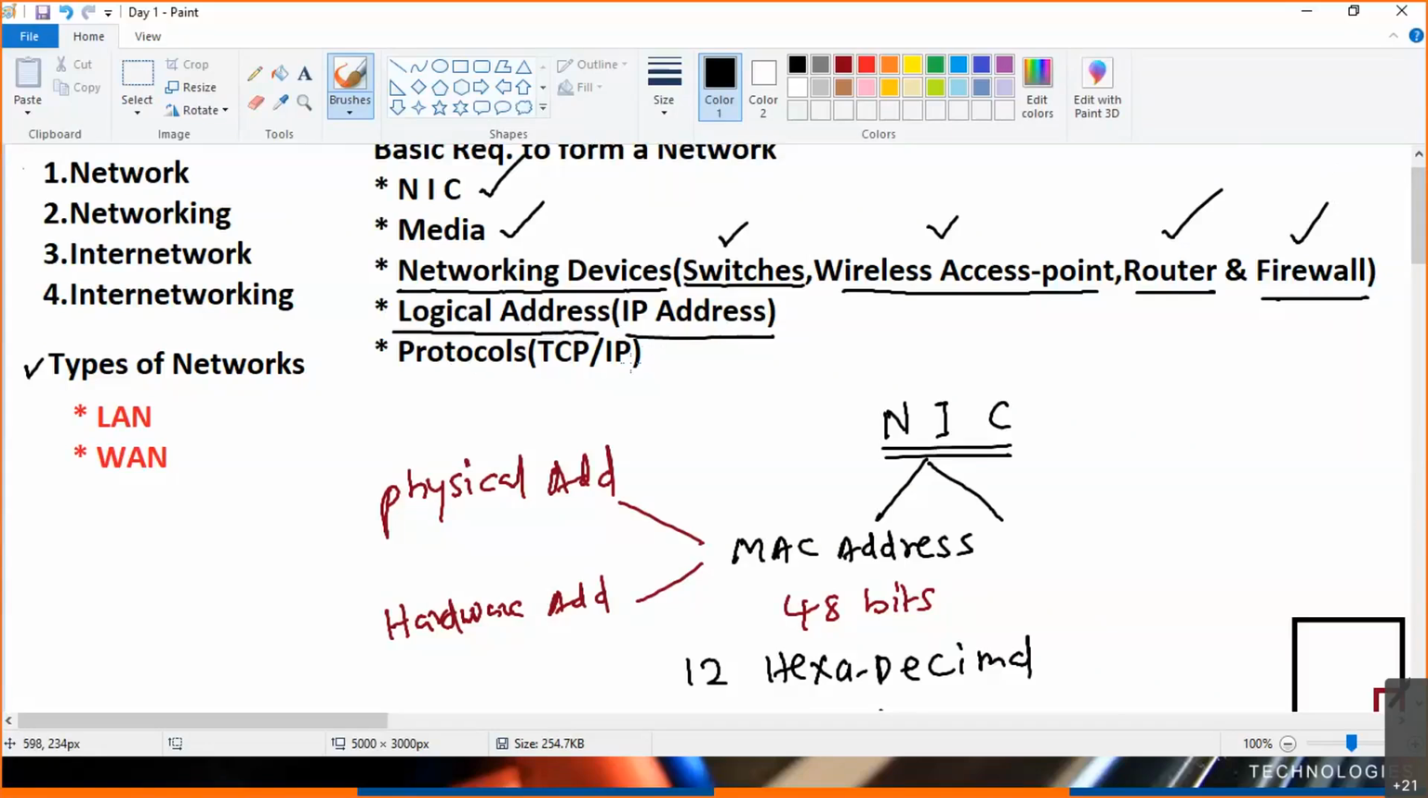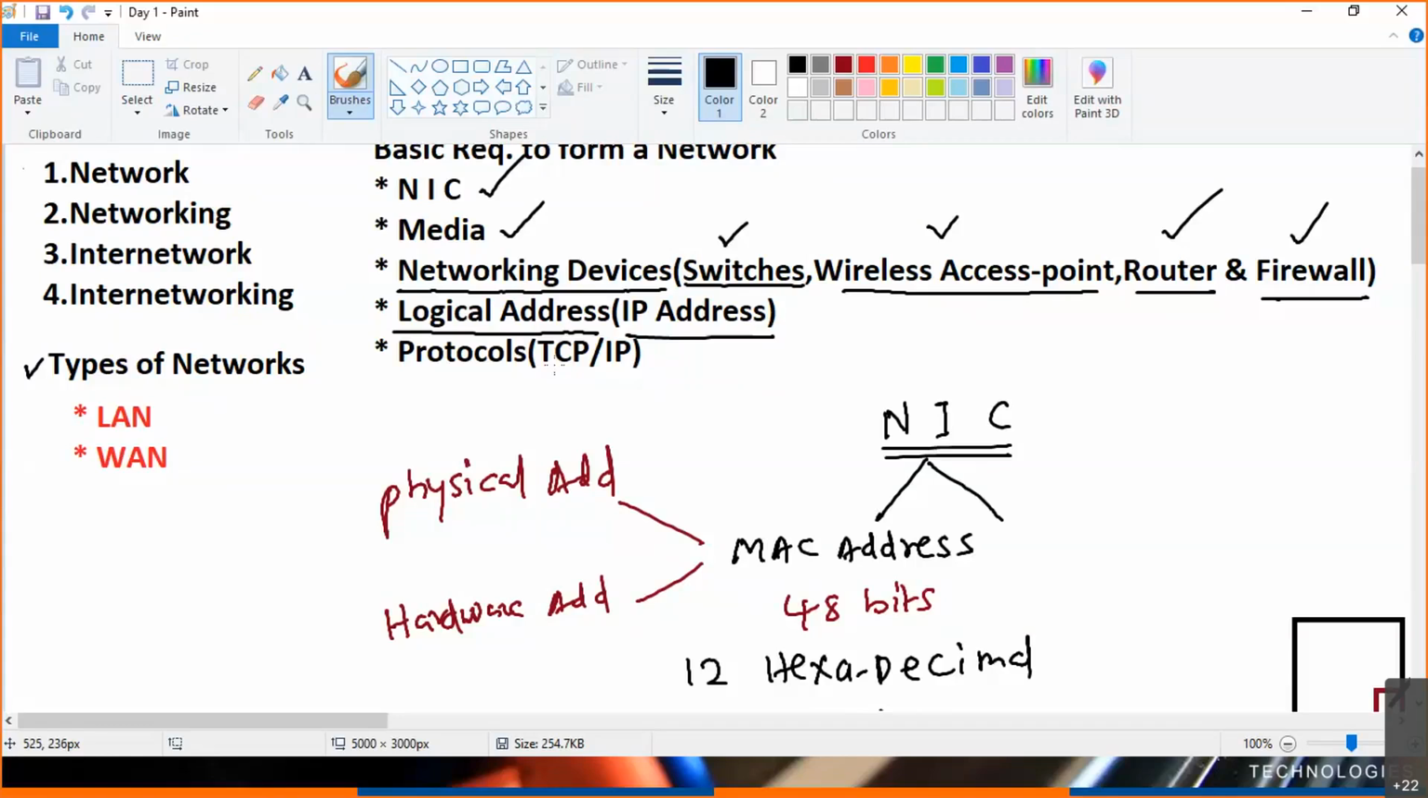So we have started discussing the logical address, which is the IP address. An IP address is for device identification. IPv4 is 32 bits, and we discussed clearly yesterday how to convert from binary to decimal and decimal to binary. IPv4 address ranges from 0.0.0.0 to 255.255.255.255. In between we have 2 power 32 combinations, which is 4.3 billion IP addresses.